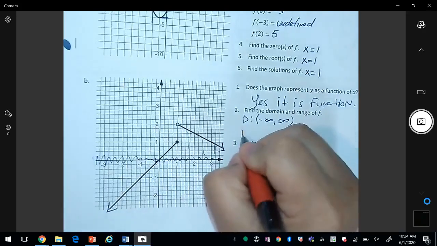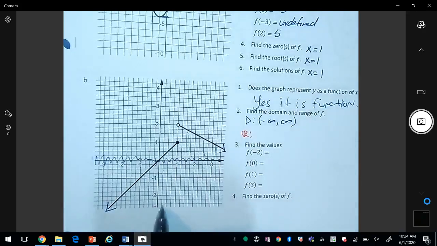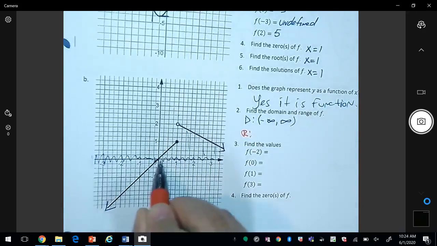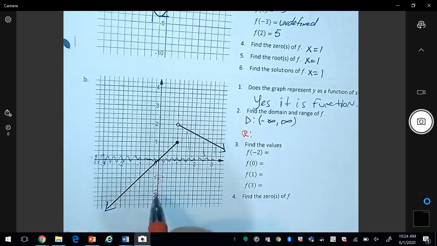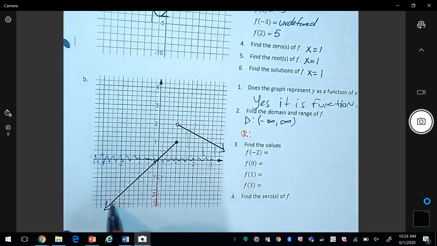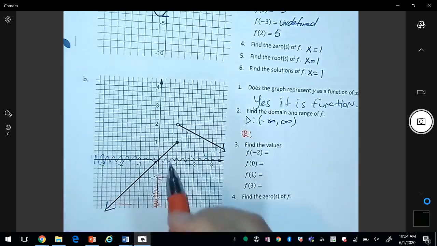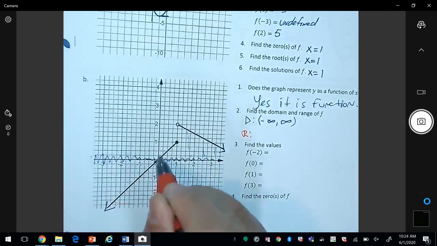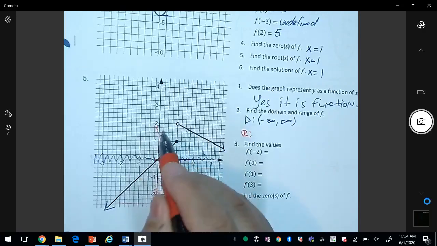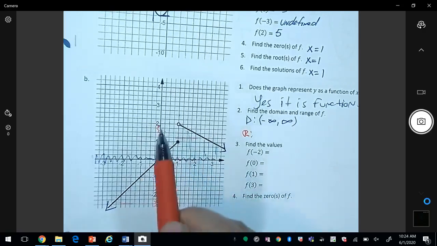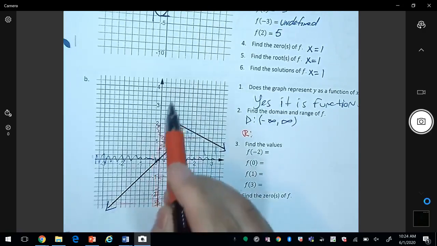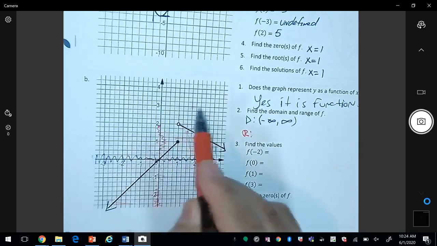And then the range, we're going to look at the y values. So all of these values here. If I pick any number here, I'm always going to fall on a graph, on the line. So all these values are being used, and up to here, these values are being used. But notice that past 2, if I was to go across, there's no graph.